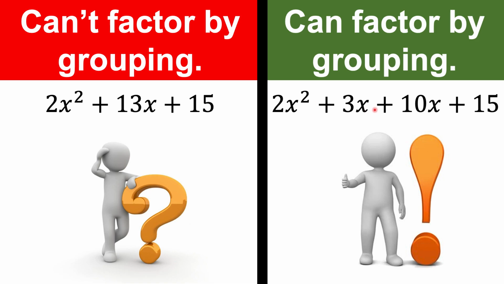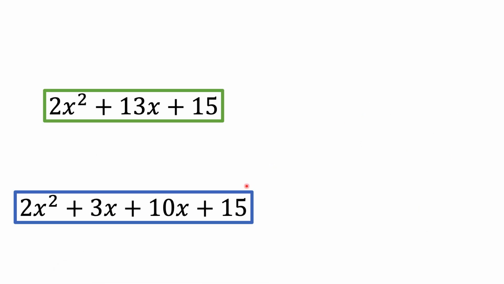If you notice, the only difference is the middle term. So what we're going to practice right now is doing this. We have 2x squared plus 13x plus 15. I know I want to make it into this blue one, because this blue one is the one that can actually be factored by grouping.